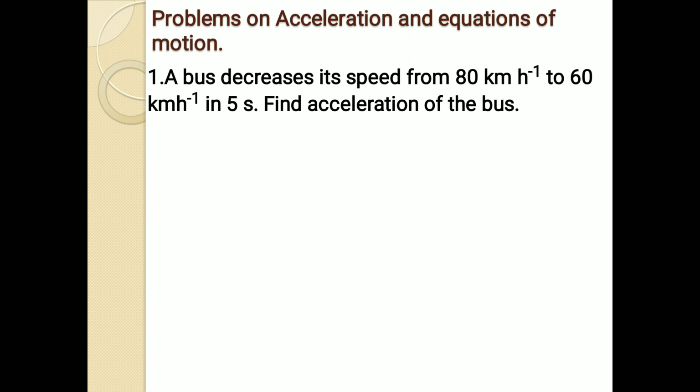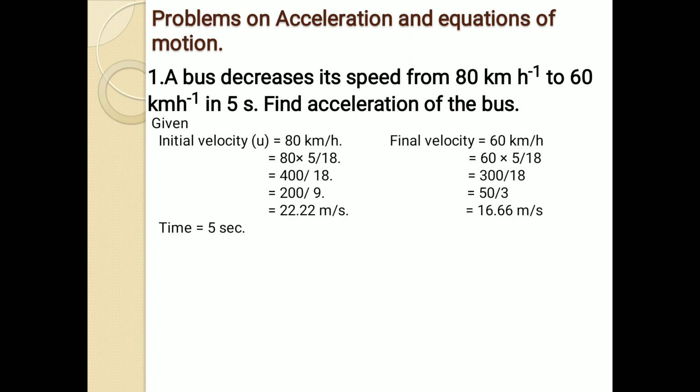Here the bus is decreasing the speed. Decreasing the speed means it is a deceleration or negative acceleration. So you have to get negative acceleration. Okay. So a minus value you have to get. Keep in your mind, the bus is decreasing speed, right? So now we'll write the given. So what have they given? Initial velocity they have given.